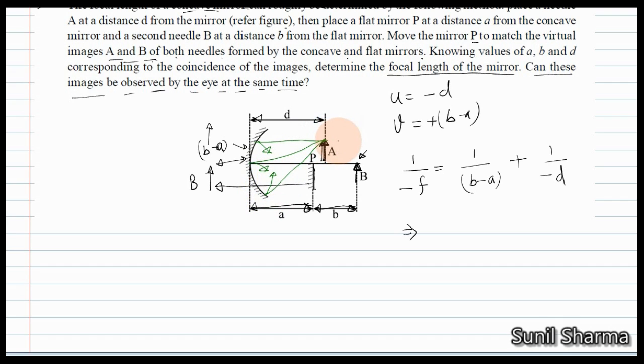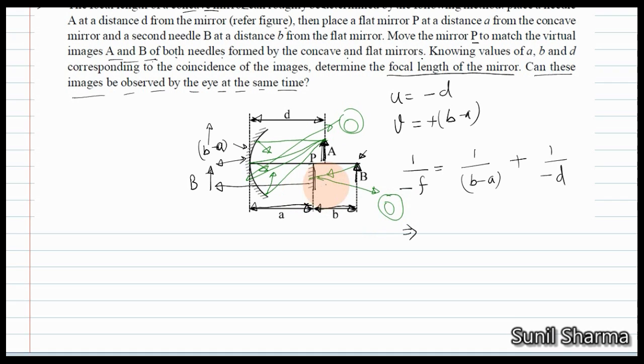So to observe the image of A, our eyes should be in this location for the reflected rays to reach our eyes. And for the image of B, if light rays from B strike the mirror, then they will be reflected in the downward direction. So for the image of B to be visible, our eye should be here. When our eyes are in this location, we can observe the image of A. When our eyes are here, we can observe the image of B.